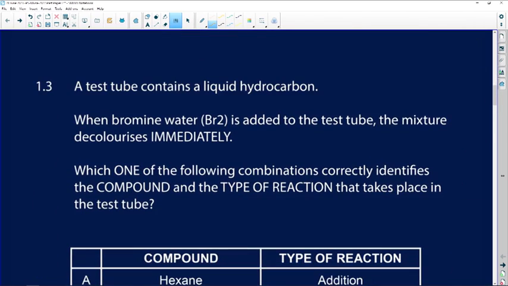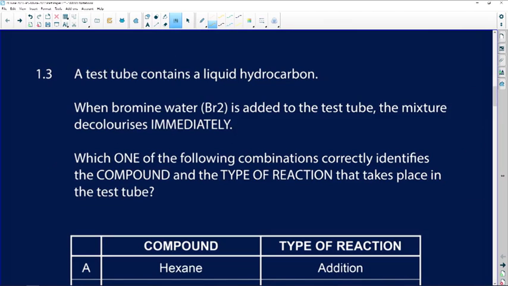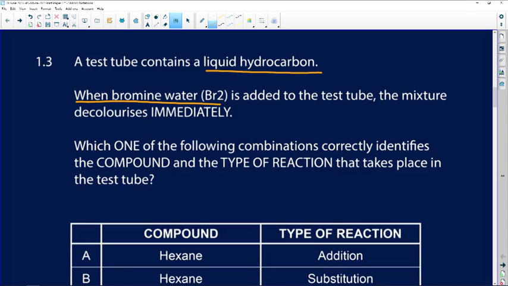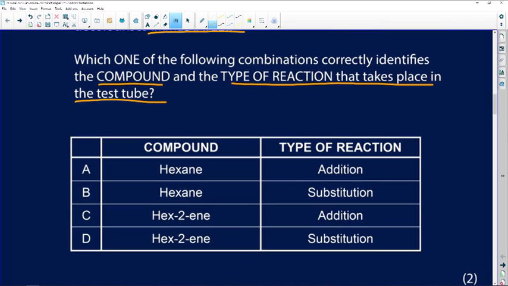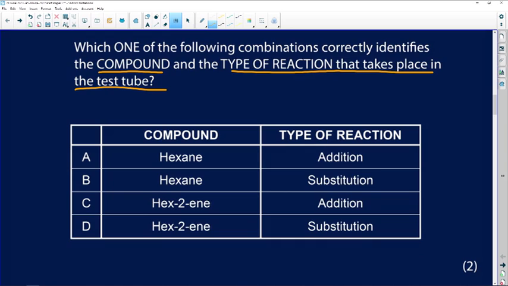With 1.3, it says that a test tube contains a liquid hydrocarbon. When bromine water is added to the test tube, the mixture decolorizes immediately. Now, which one of the following combinations identifies the compound and the type of reaction that takes place in the test tube? So we are adding Br2 now. If we are adding Br2, we should know that we can only add Br2 to an unsaturated compound, or an alkene. So we are looking for an alkene for the compound, and the type of reaction should be addition.